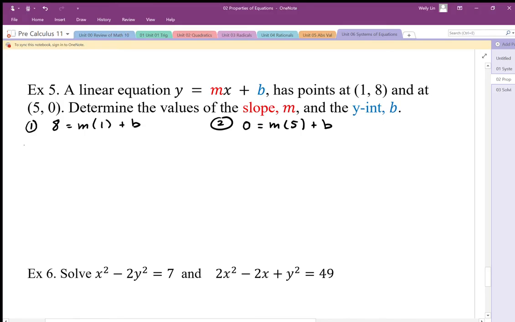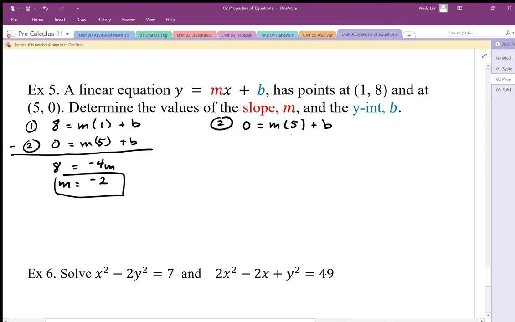So if I subtract equation 2, which is 0 = 5m + b, subtracting that is going to get rid of the b's. So I end up with 1 minus 5 is negative 4m. So the slope works out to be negative 2. Okay, so there's the slope.